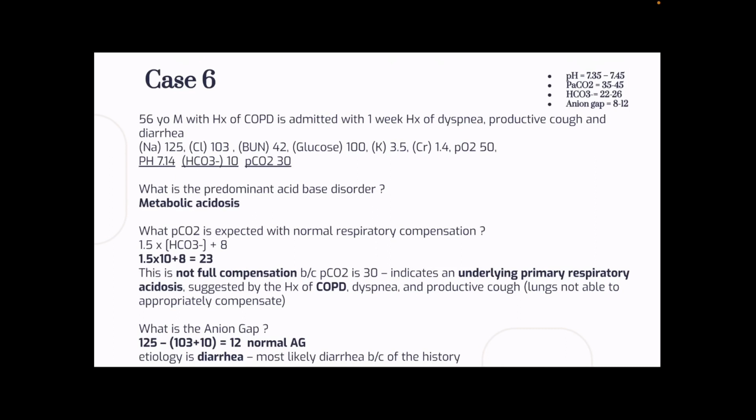So it is 23. Why isn't the lung fully compensating? It is only 30. It should be 23, more or less. It is because there is an underlying primary respiratory acidosis caused by an underlying disease, which is, you guessed it, COPD. Calculating the anion gap, it is 12, which is normal. Most likely, the cause of the metabolic acidosis is the diarrhea.